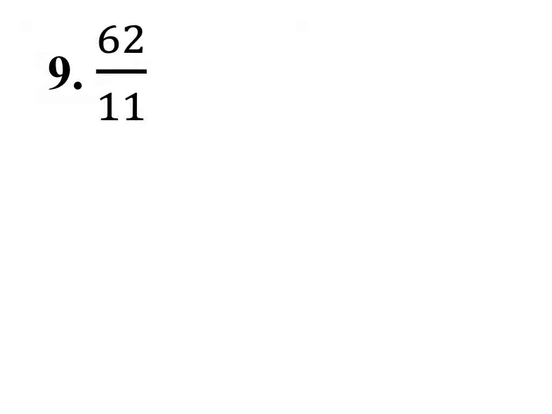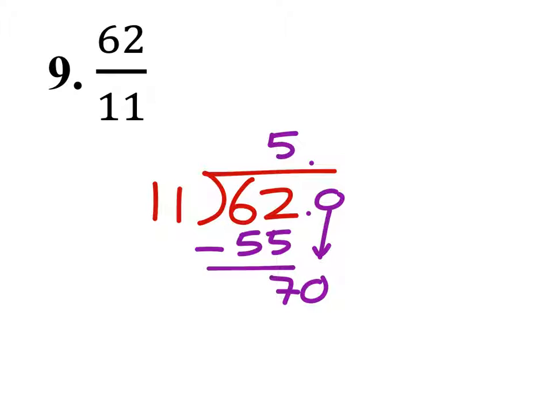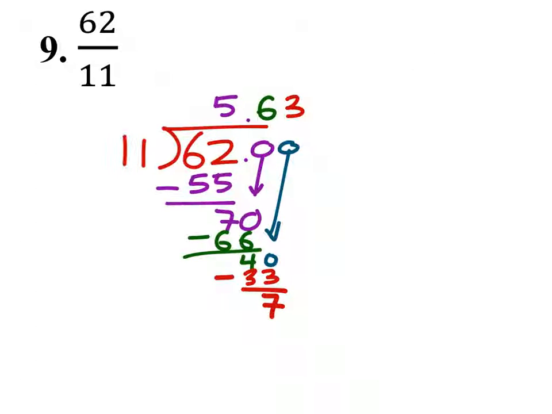So number 9, this is 62 divided by 11. 11's a pretty easy one usually to work with. 11 goes into 62 5 times, so that's a 55, right? Subtract, we got 7. So we're going to need a decimal place to drop a 0. 11 will go into 70 6 times, so that's a minus 66, which gives us 4, and then we'll drop another 0.